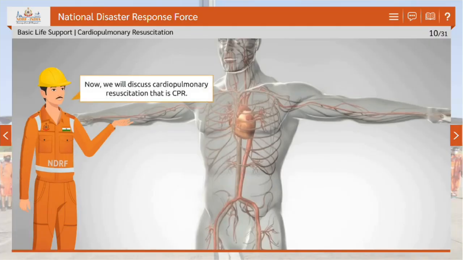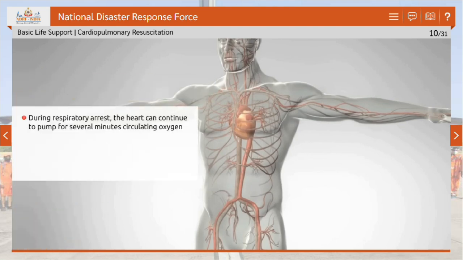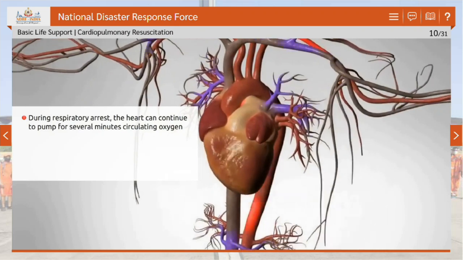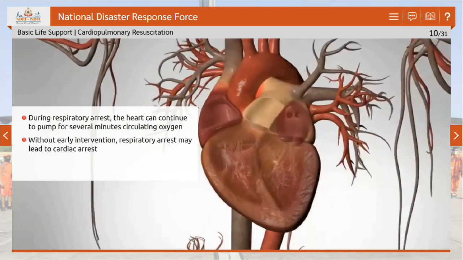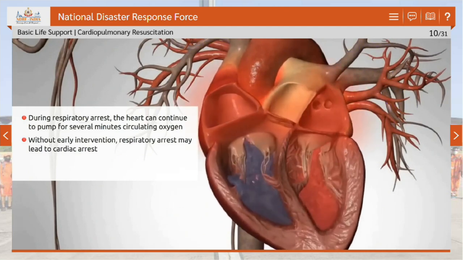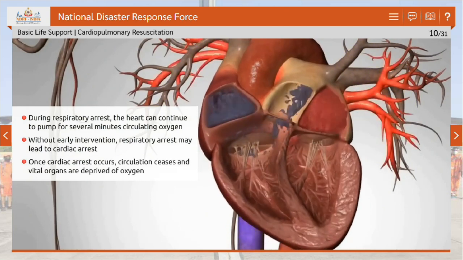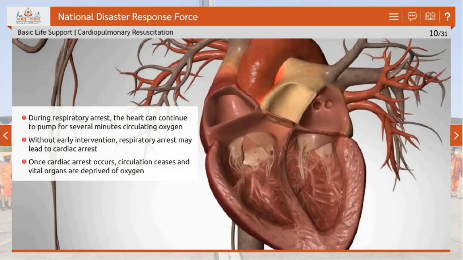Now, we will discuss cardiopulmonary resuscitation, that is CPR. During respiratory arrest, the heart can continue to pump for several minutes circulating oxygen. Without early intervention, respiratory arrest may lead to cardiac arrest. Once cardiac arrest occurs, circulation ceases and vital organs are deprived of oxygen.